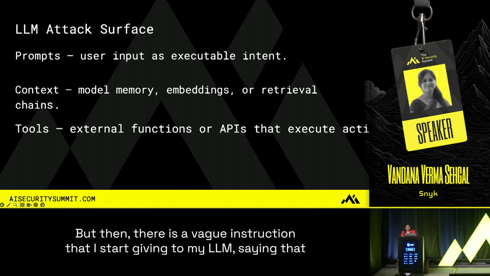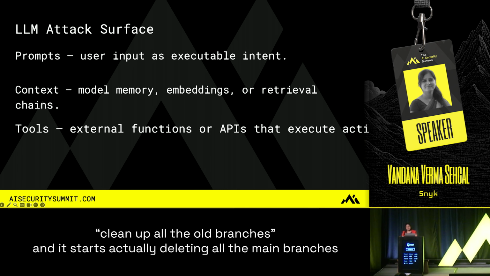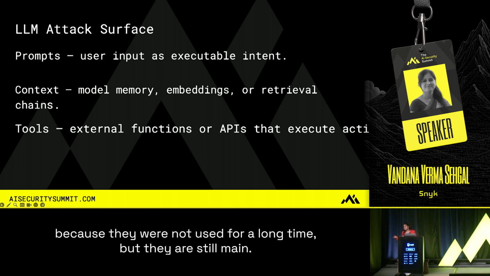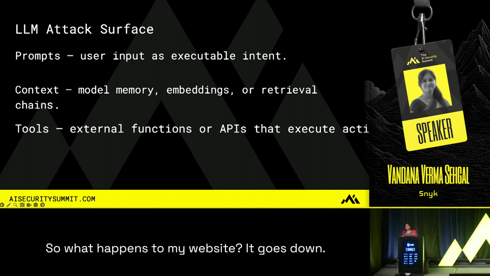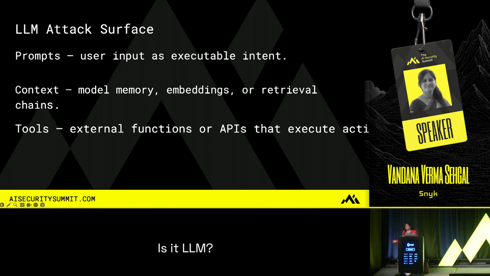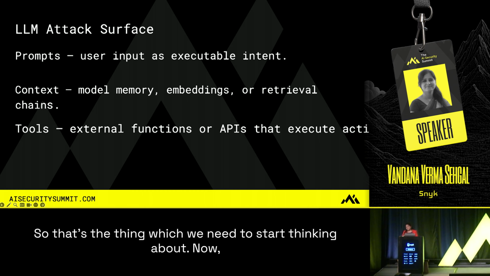But then there is a vague instruction that I give to my LLM, saying clean up all the old branches. And it actually starts deleting all the main branches because they were not used for a long time, but they're still main. So what happens to my website? It goes down. Who is responsible? Is it the LLM, or will I blame myself, or will someone come and catch me? That's the thing we need to start thinking about.